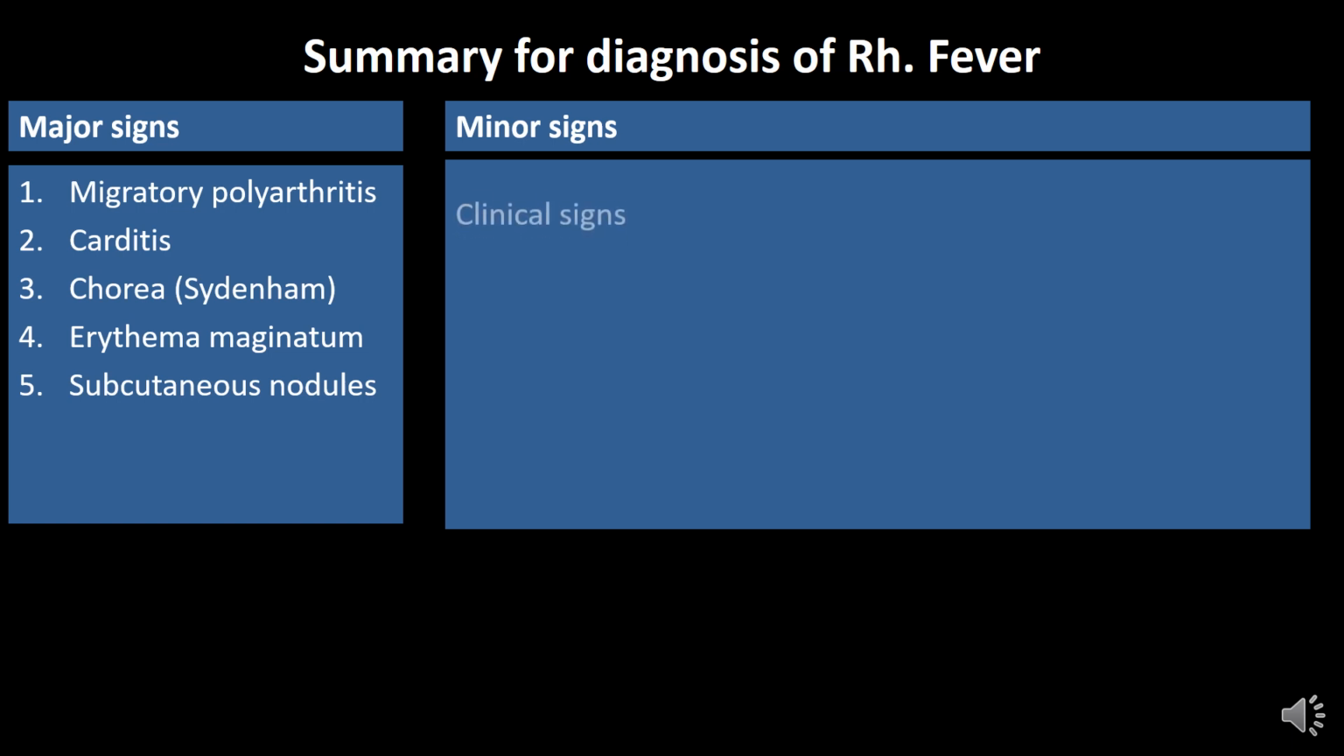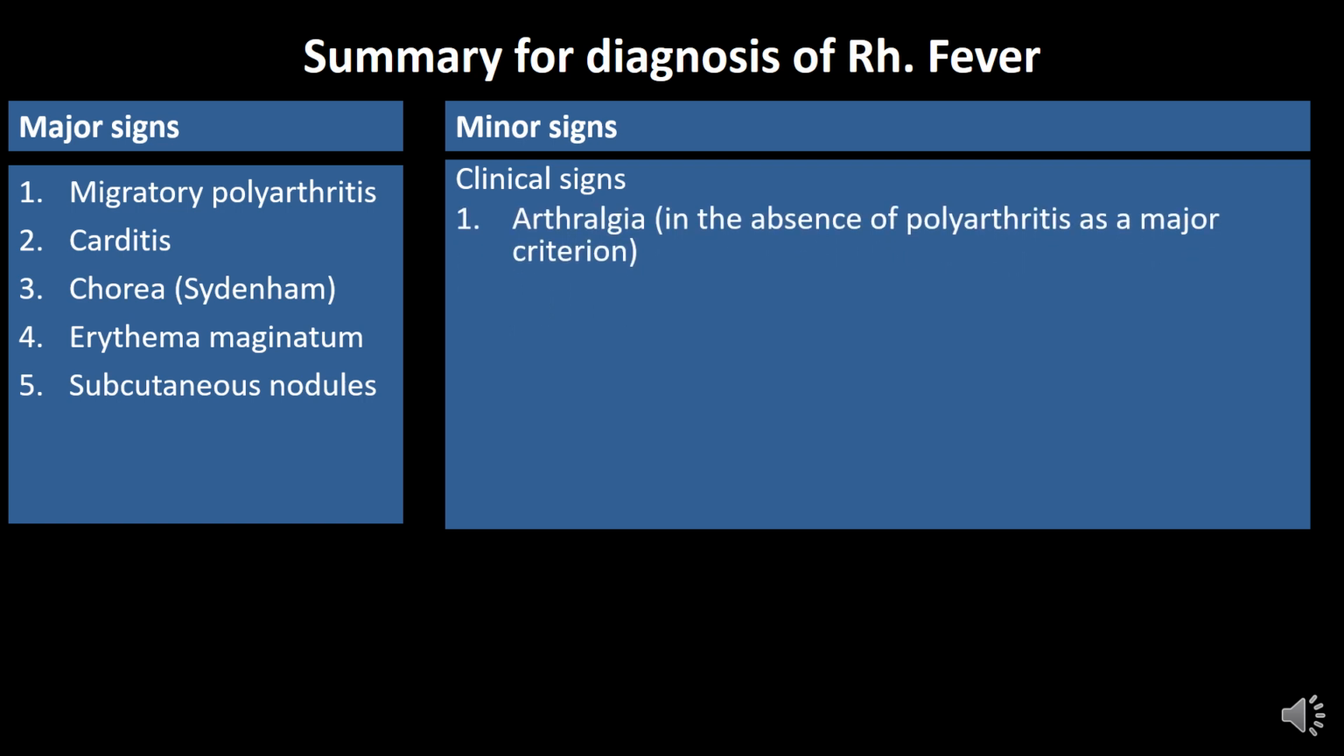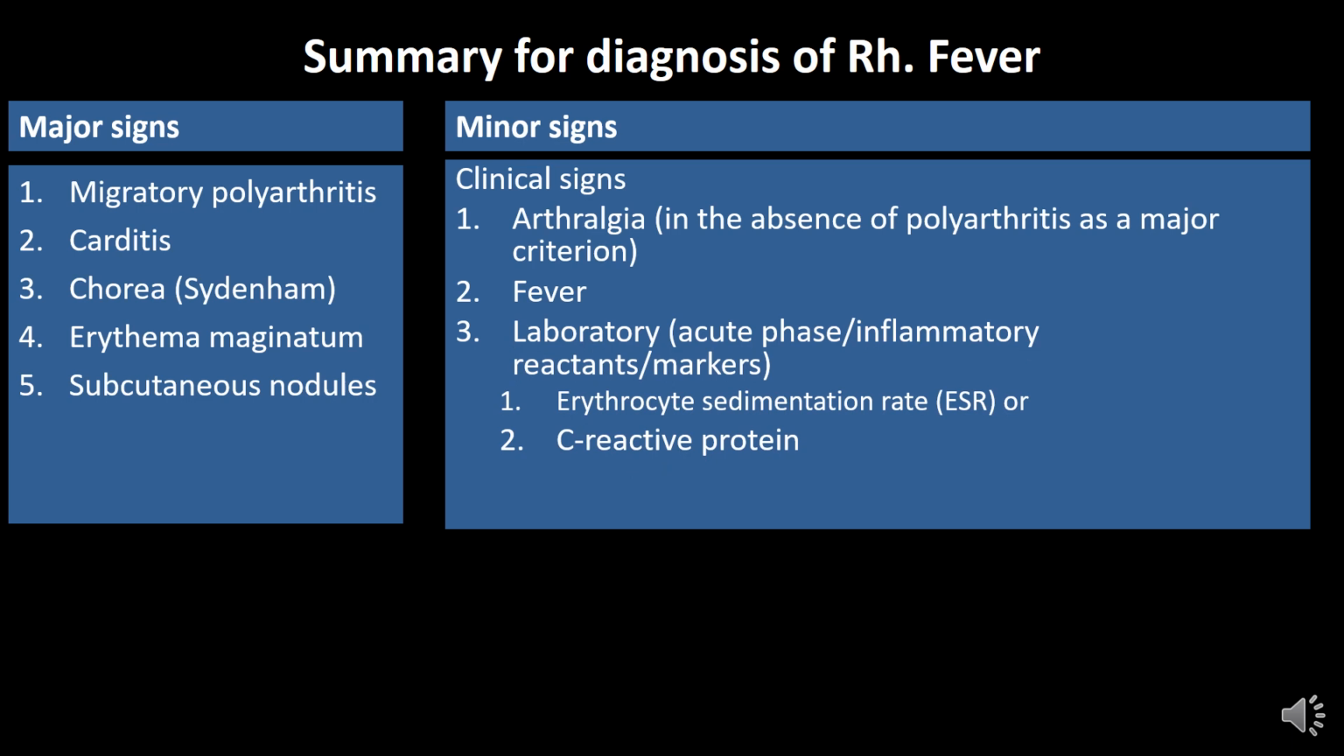Then we have the minor signs, which were 4. 2 were clinical, 1 laboratory, and 1 imaging. Arthralgia, that is in the absence of the typical migratory polyarthritis. We have fever early in the course of illness. We have the acute phase reactants or inflammatory markers, a raised ESR or raised C-reactive protein. And number 4, we have imaging, which shows a prolonged PR interval on ECG.